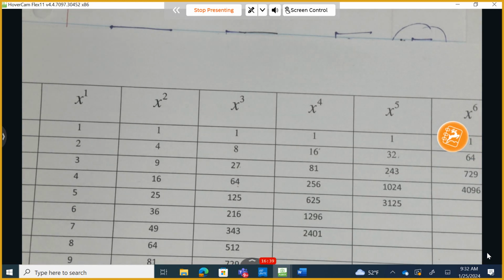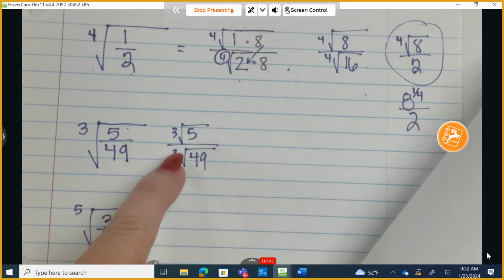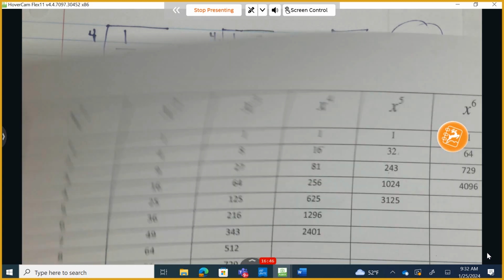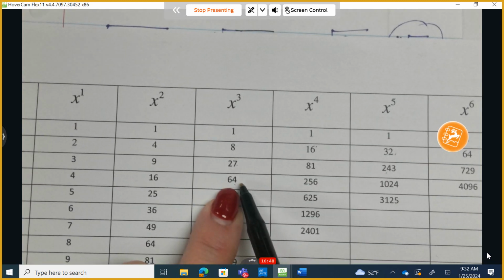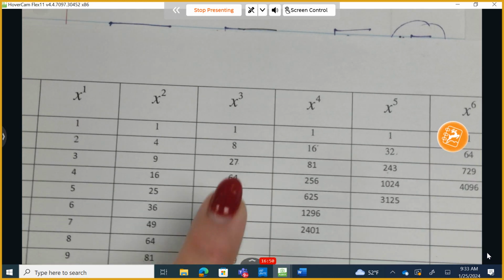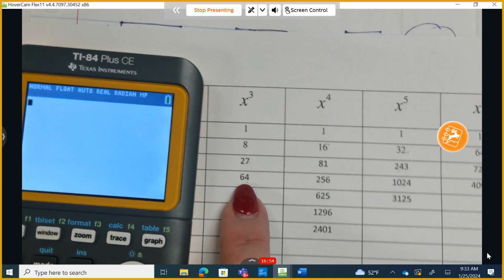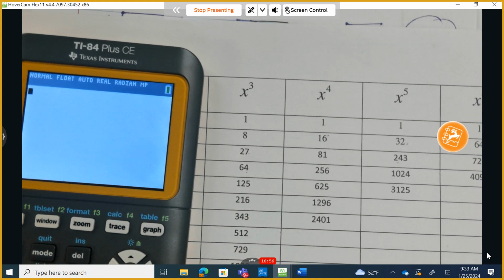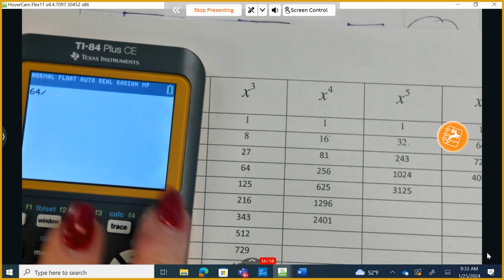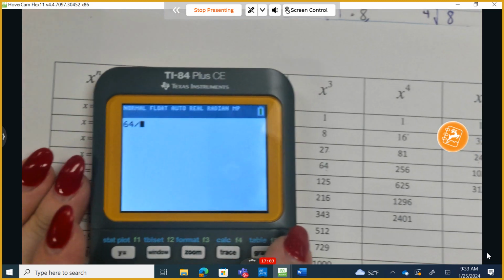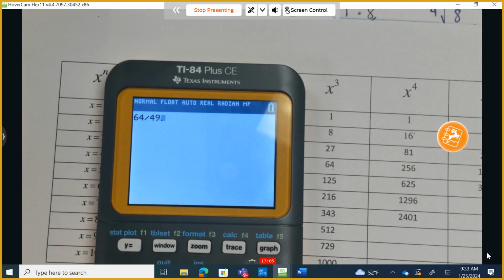Past students have asked, how do I know which column to go to? It's the nth root. So we have an nth root of 3. I locate the denominator, 49. It's between 27 and 64. So it's right here. Now I'm going to grab the calculator, and one by one, I'm going to divide. I'm going to start with the higher of the numbers as I go down. So 64 divided by 49. No whole number. I just keep moving down.